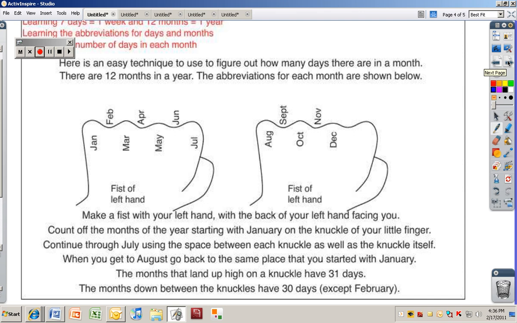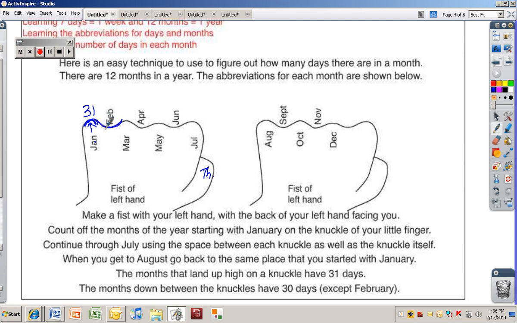And here is the knuckle trick. Here's an easy technique to use to figure out how many days there are in a month. There are 12 months in a year. The abbreviations for each month are shown below. So what you do is you put your hands, this is your thumb right here, this is a picture of your hand, and you start on the first knuckle, and that's representing January. Since this is a higher knuckle, there are 31 days in January.